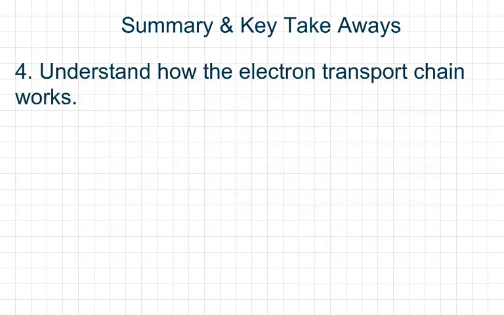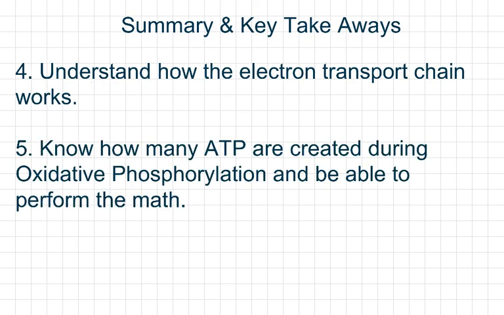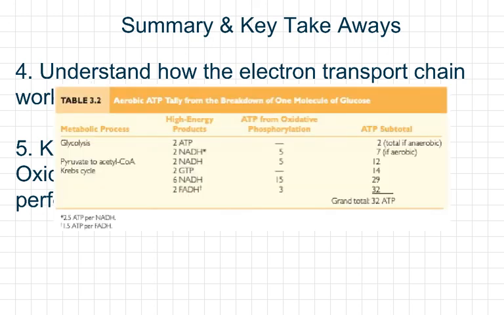Next, you need to understand how the electron transport chain works. And by this we mean the electron gradient, how the hydrogen ions pass through the different complexes, and how ATP synthase works. And finally, you need to know how many ATP are created during the oxidative phosphorylation pathway and be able to perform the math. And what is meant by this is know how to calculate how many ATP are created by the electron carriers NADH and FADH, and where the ATP is directly created from, and how to get to this number of 32 ATP.